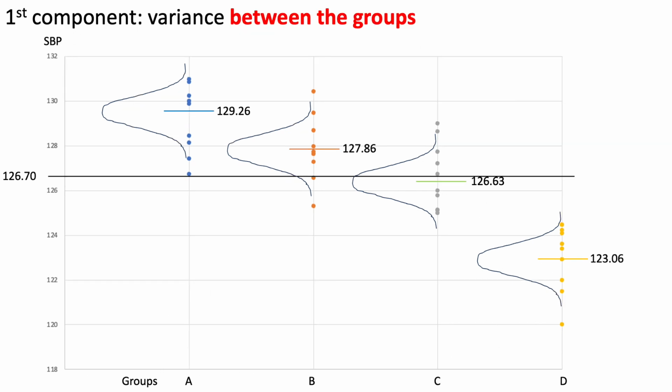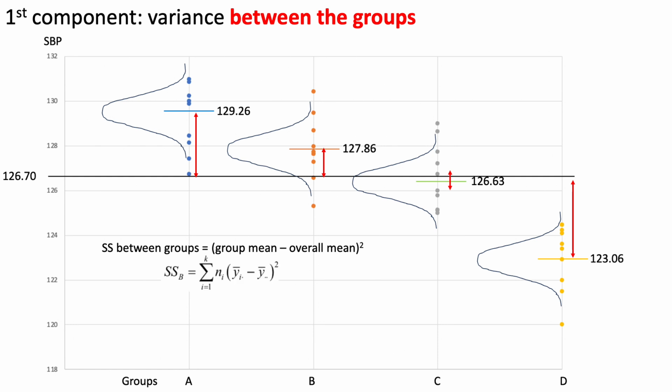So what does it mean to compartmentalize the variance? The first component of variance is the between group variance, meaning how much of variance is there between the groups. So for that, we are going to see the difference between the mean of each group and the overall mean, indicated by the red arrows. Meaning, we are going to take the difference between the overall mean and the mean of each group A, B, C, and D. This is the generic formula for that.